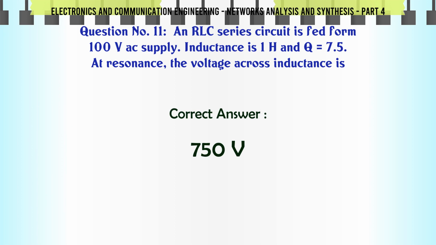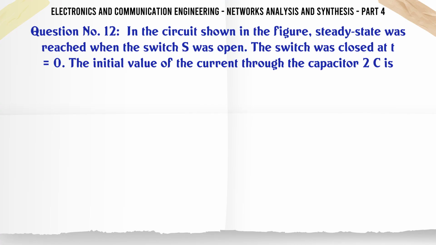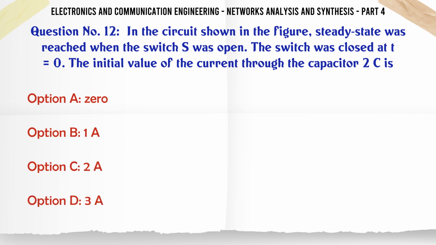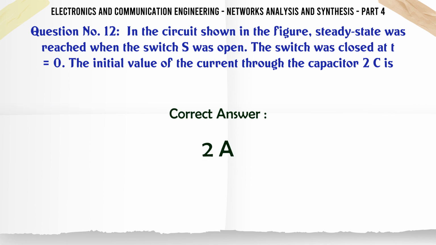750 V. In the circuit shown in the figure, steady state was reached when the switch S was open. The switch was closed at t = 0. The initial value of the current through the capacitor 2C is A: 0, B: 1 A, C: 2 A, D: 3 A. The correct answer is 2 A.